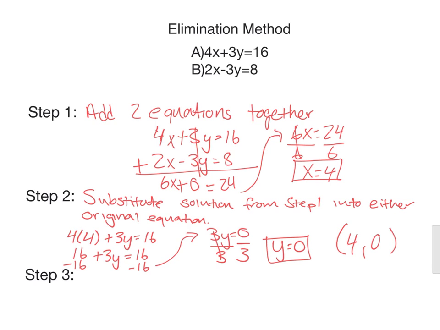4, 0. Okay. And then for step 3, it's going to be check solution. How do you check your solution? By inputting it in. Yeah. Into one equation? Both equations, okay? So that's one way to get a good score on your final, by checking your answers.